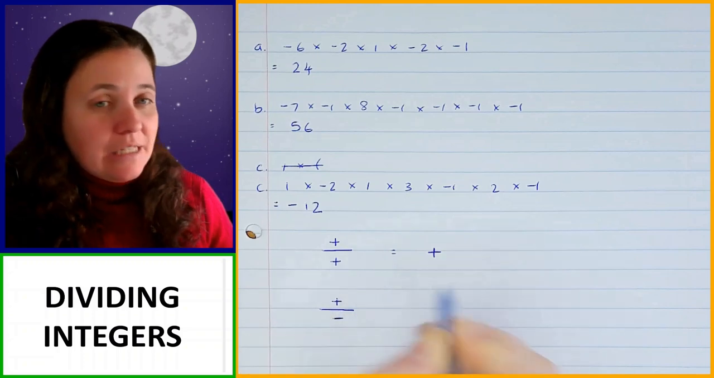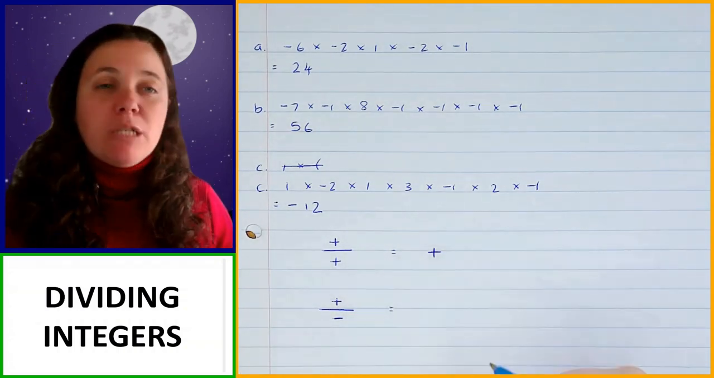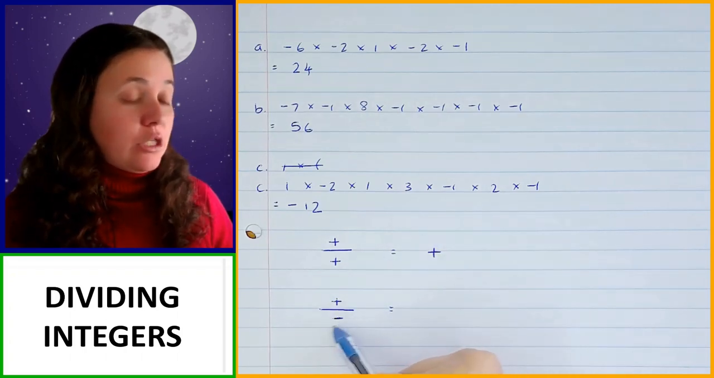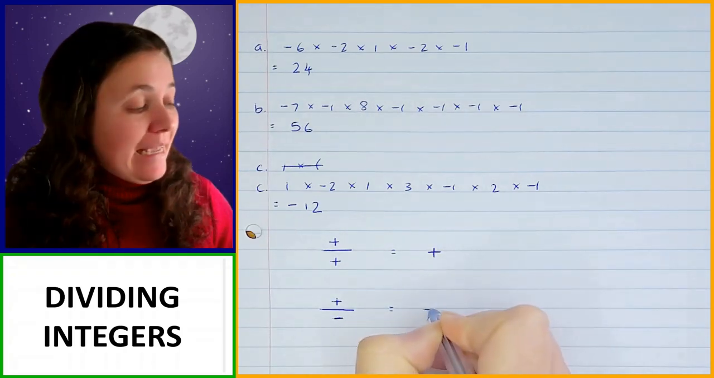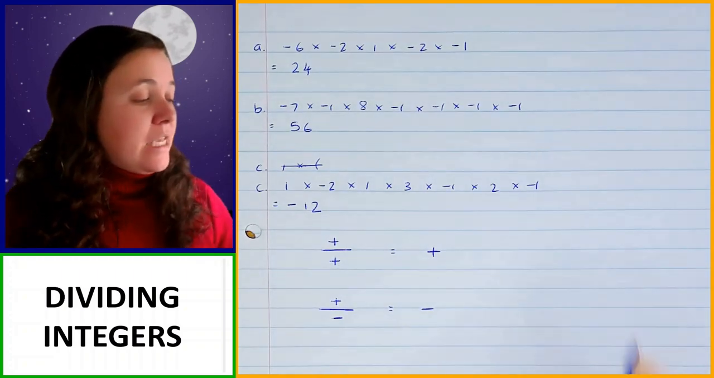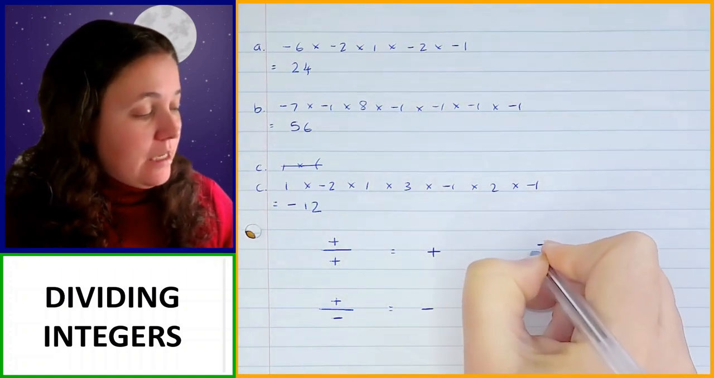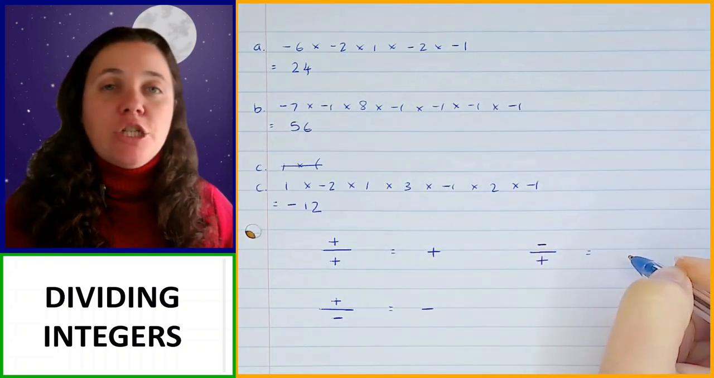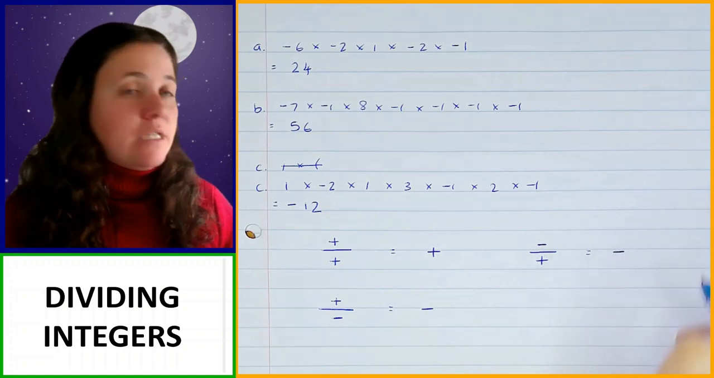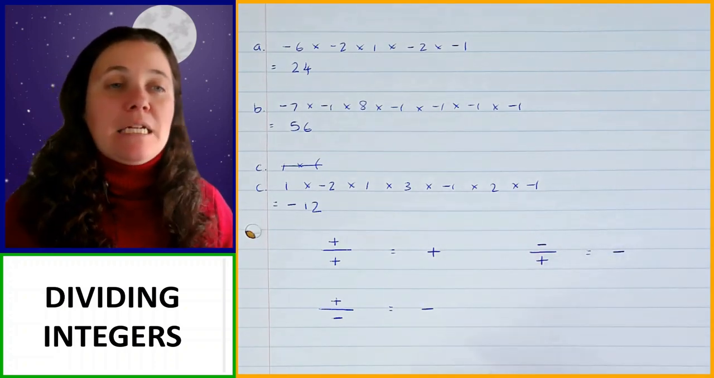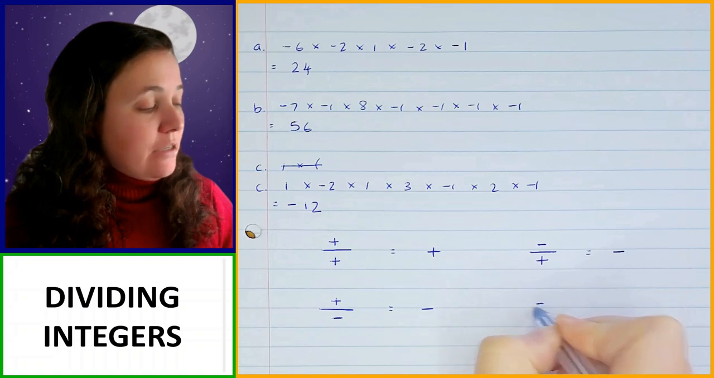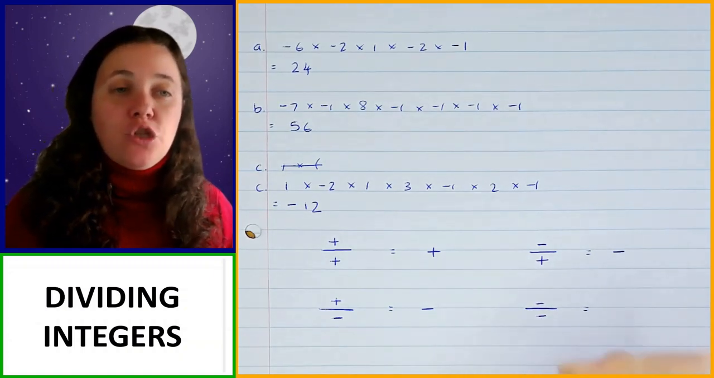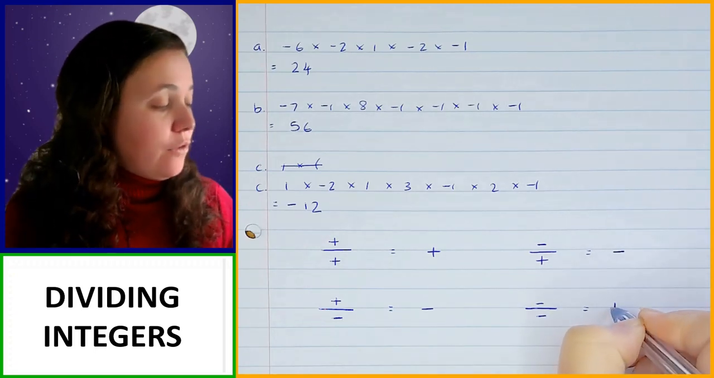If you have a positive divided by a negative, then just like with multiplication, if you have an odd number of negatives, there's only one negative here, you end up with a negative answer. If you have a negative divided by a positive, then just like with multiplication, you end up with a negative answer. So one negative, one positive gives a negative answer. And then if you have a negative divided by a negative, just like with multiplication, if you have two negatives, you get a positive answer.